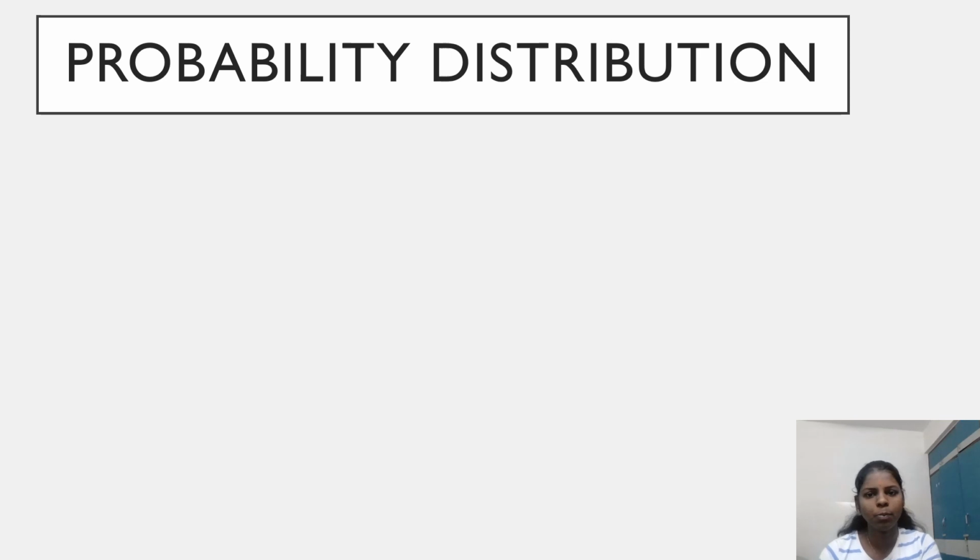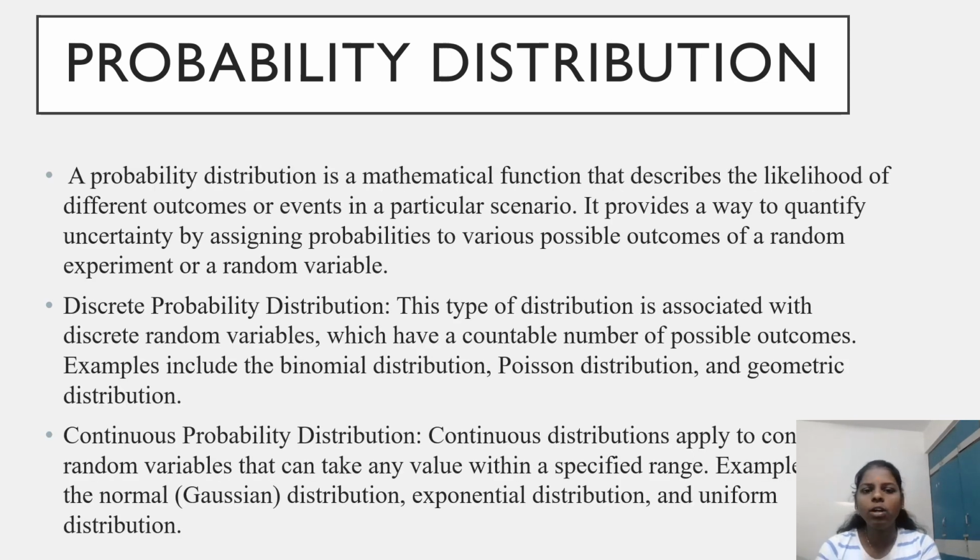Now, let us see probability distribution. A probability distribution is a mathematical function that describes the likelihood of different outcomes or events in a particular scenario. It provides a way to quantify uncertainty by assigning probabilities to various possible outcomes of a random experiment or a random variable.